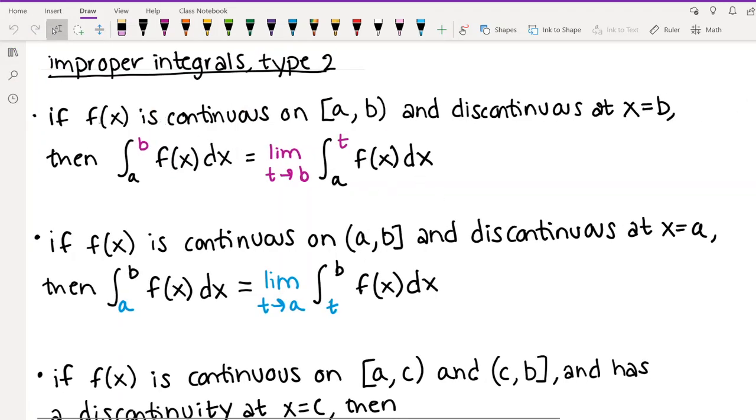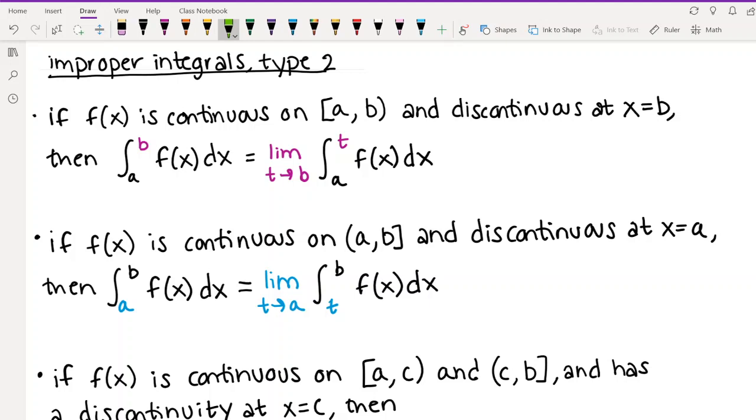So this says if your function is continuous on the interval from a to b, so remember this is interval notation where this bracket means a is included, this parenthesis means b is not included. So if you have a function that's basically continuous everywhere on your interval from a to b except for at b, then you can do what we just did in the last example, right? You can take a limit.